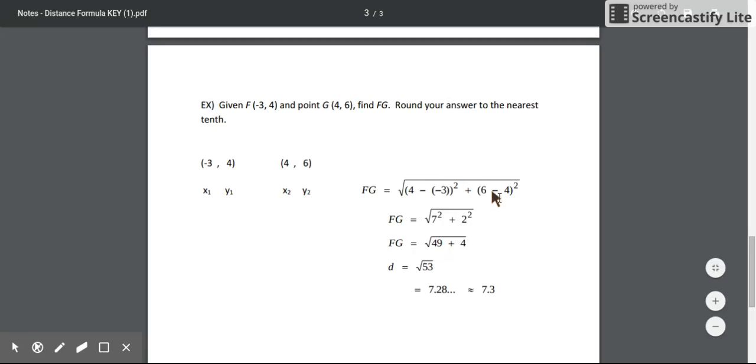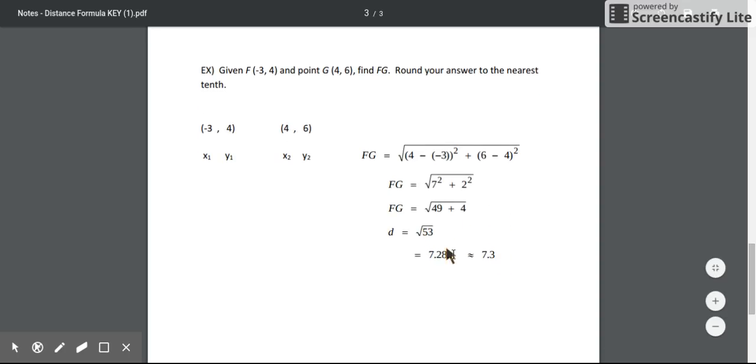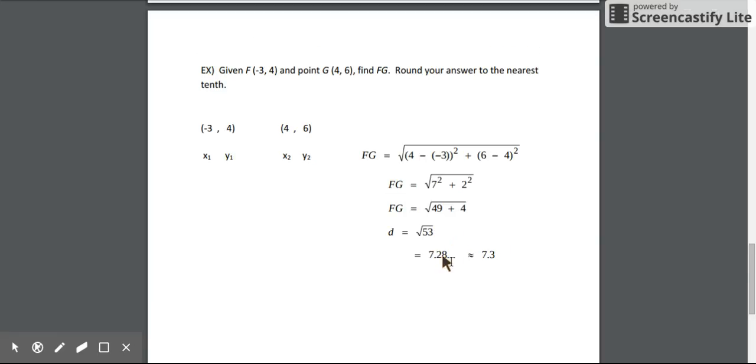Let's find the difference in our y values to find that vertical length. So 6 minus 4 is 2, and 2 squared is 4. Or if we had done 4 minus 6 and got -2 here and squared it, we still would have gotten positive 4 at this step. So now add these squares together, 49 and 4 give us 53. And to find the distance, we're going to square root that number. Your calculator will give you the decimal equivalent of this radical number. It's about 7.28, and it goes on from there.